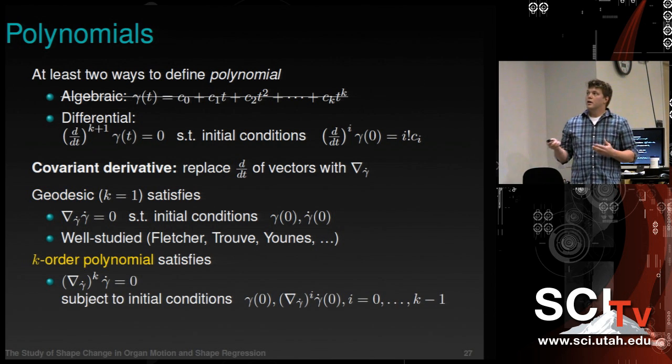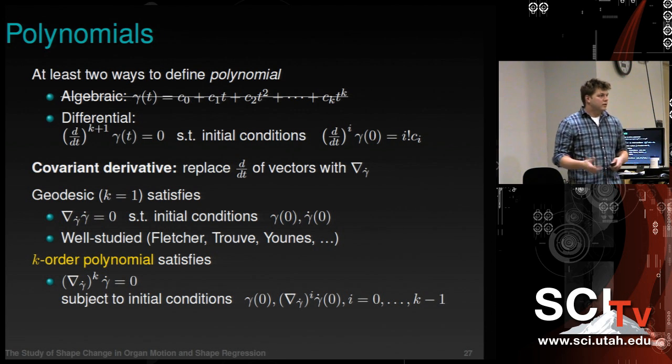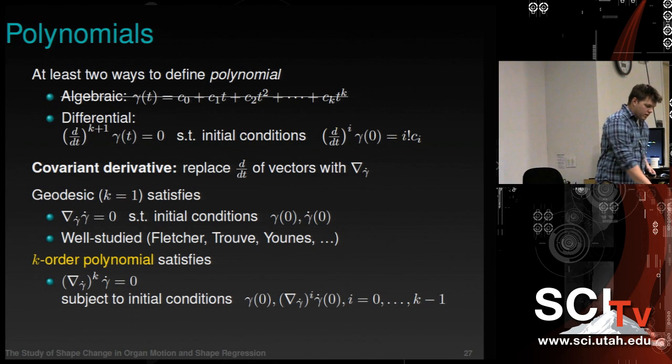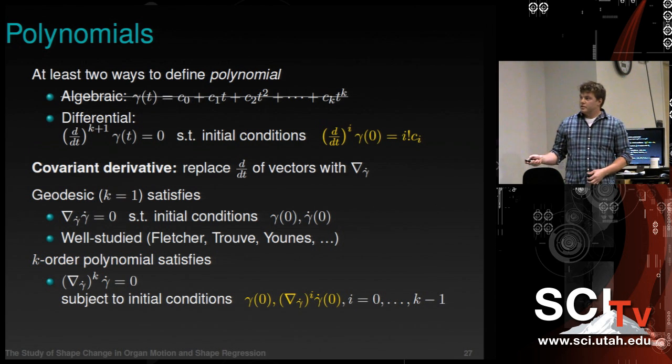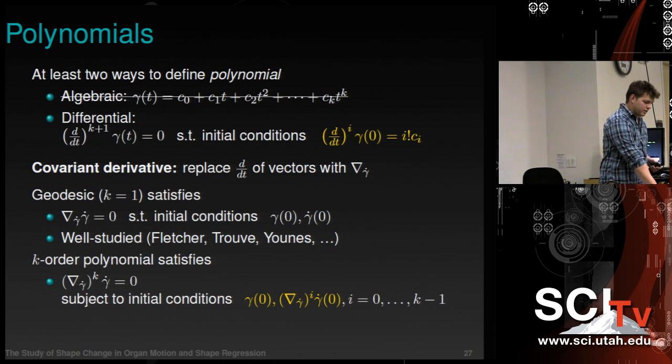And we're just going to generalize this to k-order polynomials by repeatedly taking covariant derivatives of the velocity field. And so we get a higher order curve that's parameterized by a set of initial conditions. And these are all the time derivatives of the velocity as well as the position at t equals 0. And so the parameters of our model will actually just be these initial conditions. And given the initial conditions, you can integrate the differential equation forward and get the full curve at any future time.